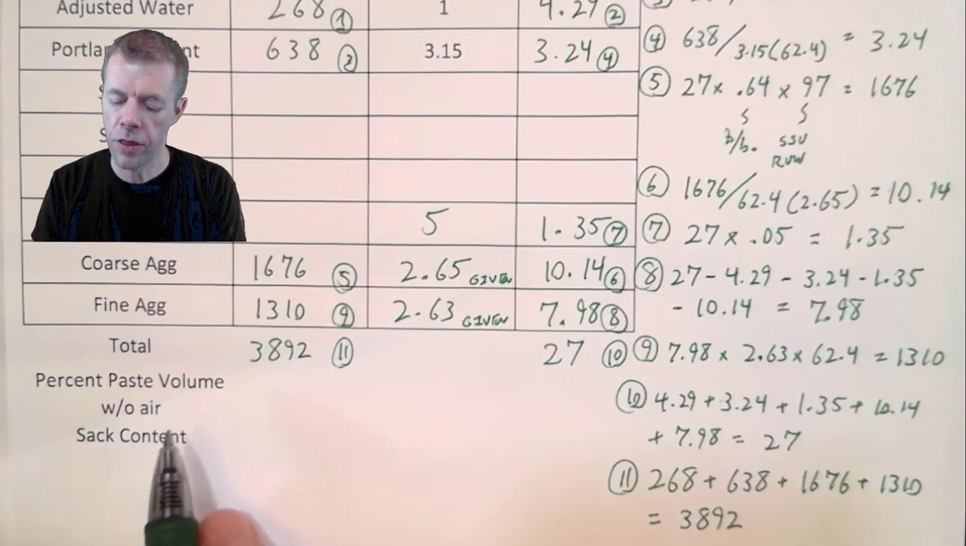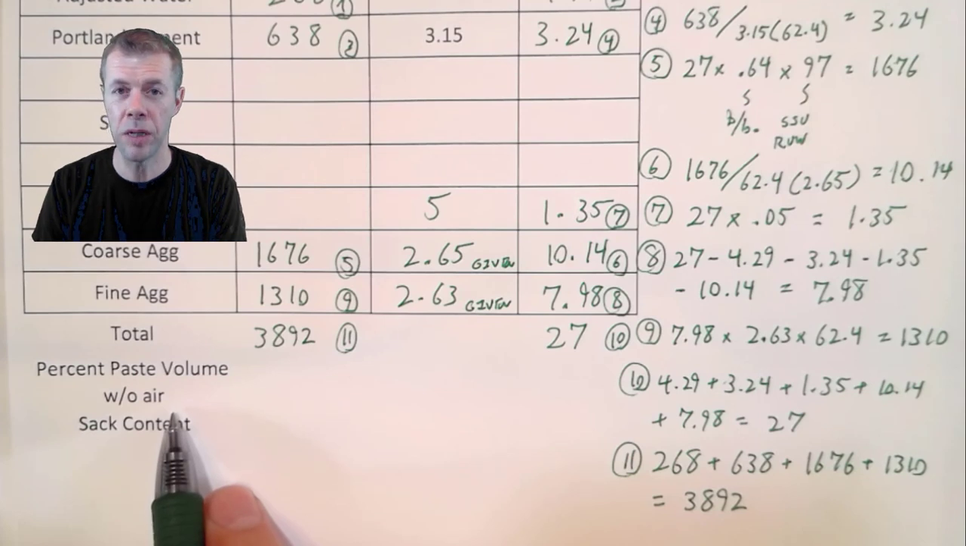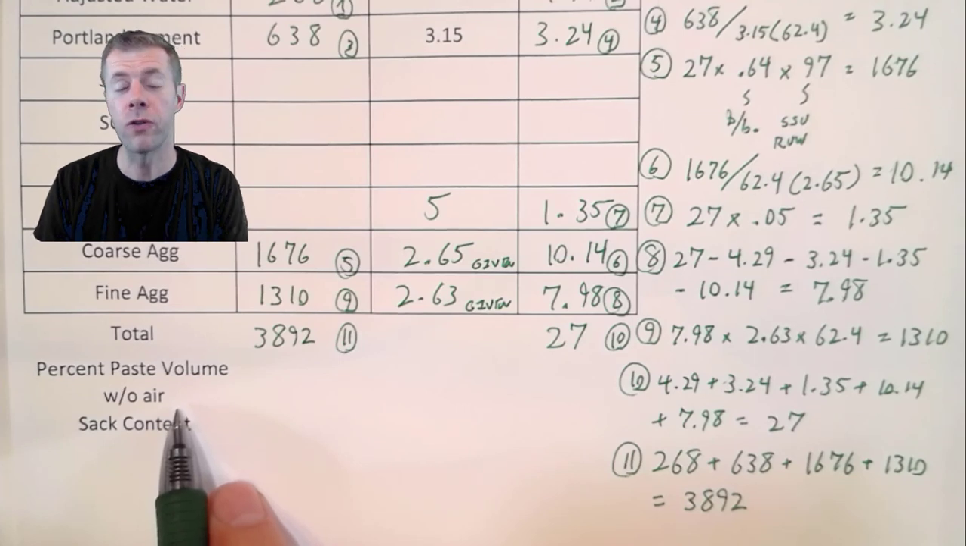Let's calculate the percentage of the paste volume that's not air. This is important. This is important for cost. This is important for sustainability, for durability, for shrinkage. This is just a good number that you should be thinking about and you should know. You should think in terms of, what's my paste percentage of this concrete mixture?